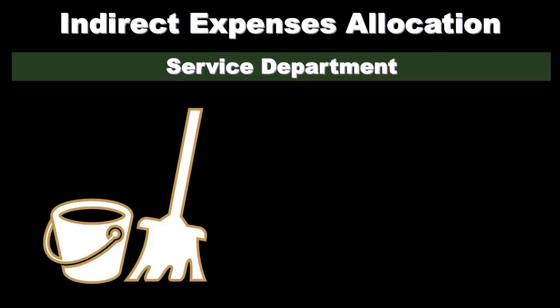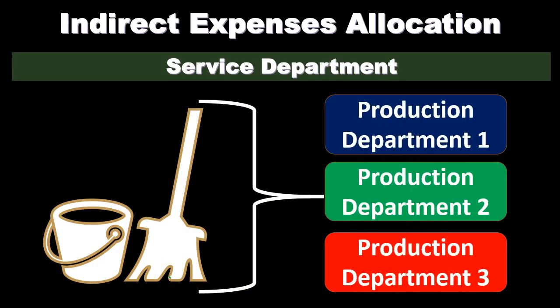As we allocate the indirect expenses out, recall that the service departments are going to be something that we allocate indirect expenses to as well. And then we're going to take the total of those service departments and we're going to use them to allocate to the revenue generating departments as well.